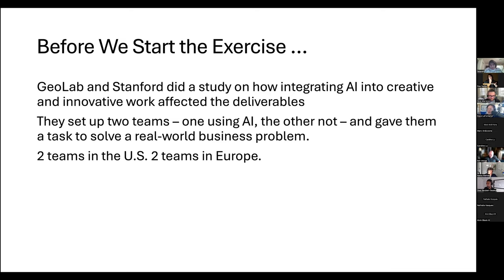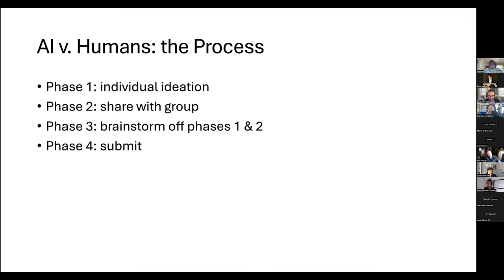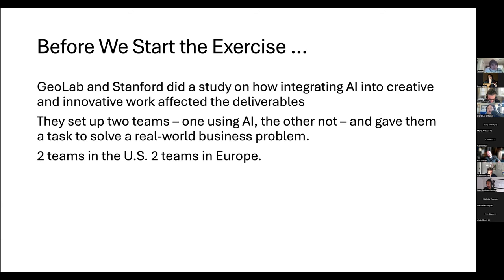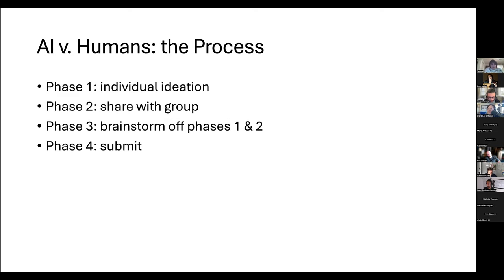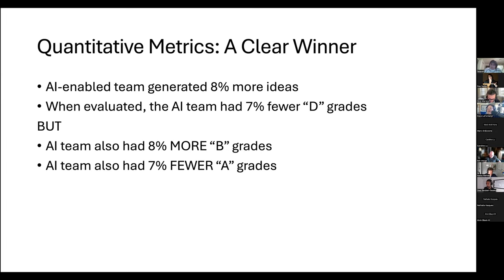So they said, okay, we're going to have two teams, one with AI, one without, US, Europe. The process was, let's get everybody to ideate and try to create solutions to real world business problems. Everybody go off and figure out solutions, share them with the group, brainstorm off of it, then submit. And I'm sorry, these aren't high design slides. I kind of ran out of time. Otherwise, I would have made these look pretty.